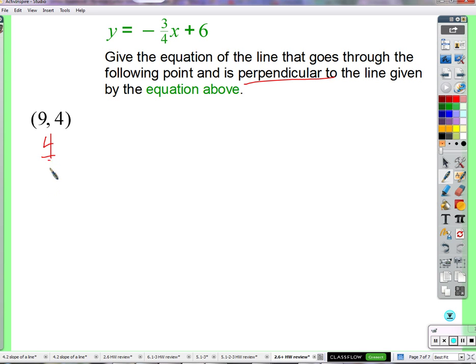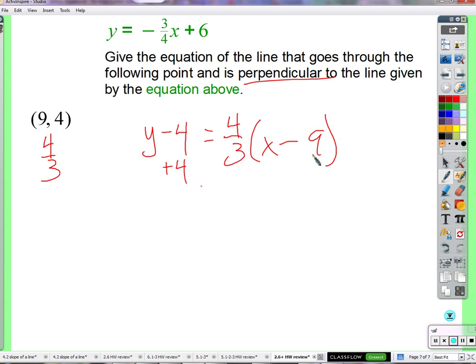4/3. 4/3. Okay. Well, we're going to do point slope form this time because we did slope intercept form last time. So y minus y1. y1 is 4, right here, equals the slope, 4/3, times x minus x1, which is 9.